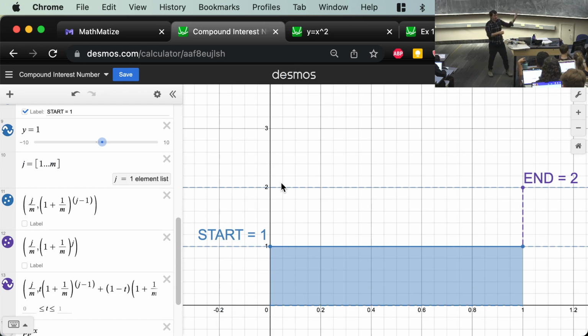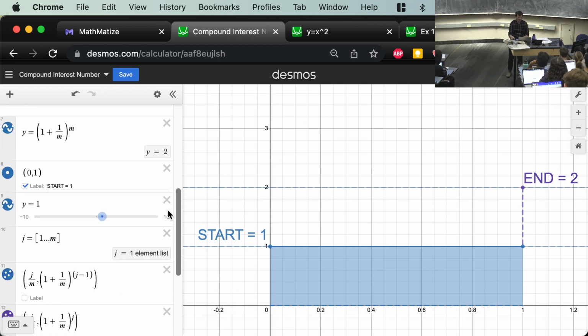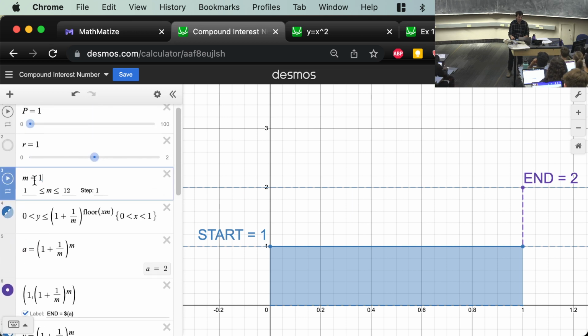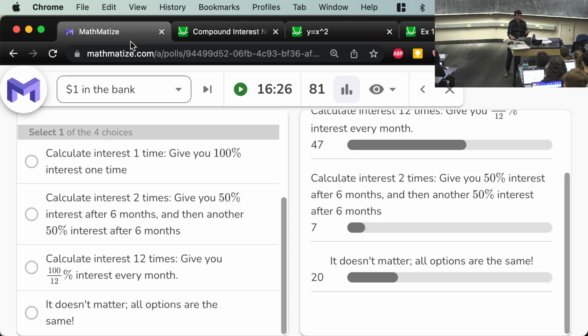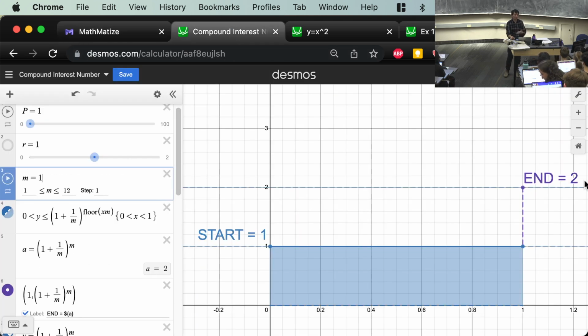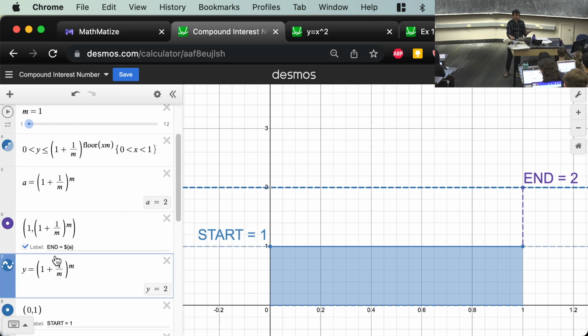We have the start of the year, we start with $1. At the end of the year, we end with $2 right now, because it's 100% interest, and right now I have set M equals 1. So this little slider over here for M is the number of times we get interest. So if you get interest 1 time, of course you get $2, 100% interest on your original $1. And the question is, if I change the M slider, does the graph change? Do we end with more money or not? And in Desmos, it's very easy to find out the answer. You just got to slide the slider over.